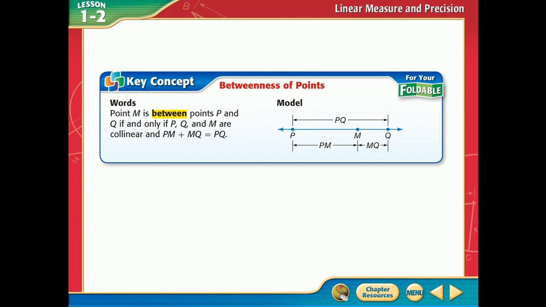So you don't have to actually physically write the words, the length of line segment, whatever. You can just write PM, nothing over top of it. What does that mean? That means the length of that line segment. I'm being a little bit picky, a little bit careful, I guess. But you'll see where it comes into play. All right, that's it for that part.